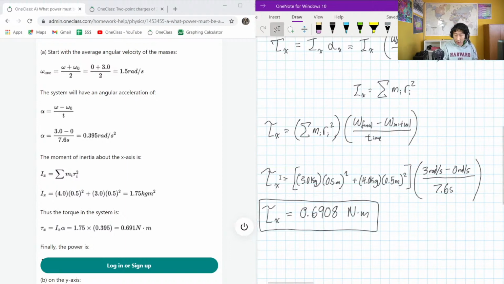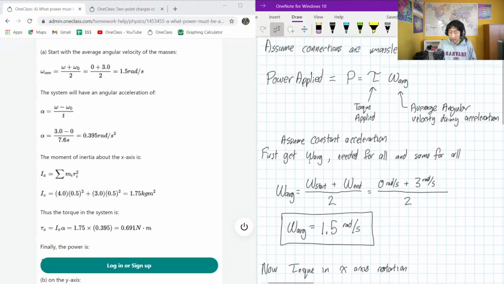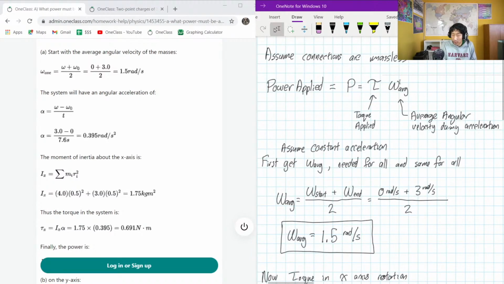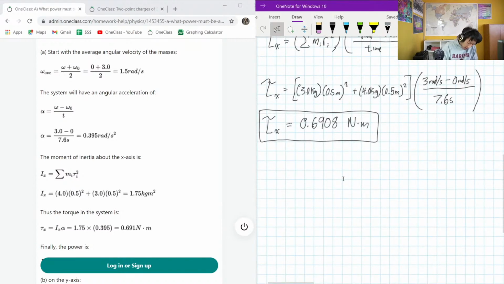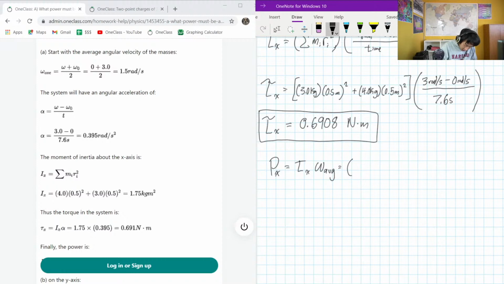Okay, but that is not what we need. We need to get the power, right? And the power is just the torque multiplied by the average angular velocity. We know that the average angular velocity is 1.5 radians per second. So power for the x direction is going to be the torque in the x multiplied by the average angular velocity. We know the torque is 0.6908 Newton meters multiplied by omega average, which we know is 1.5 radians per second.